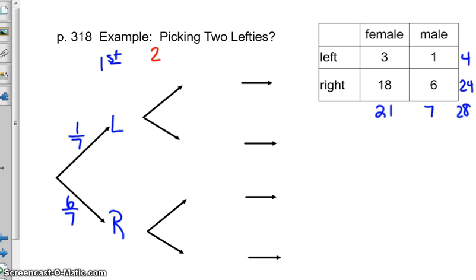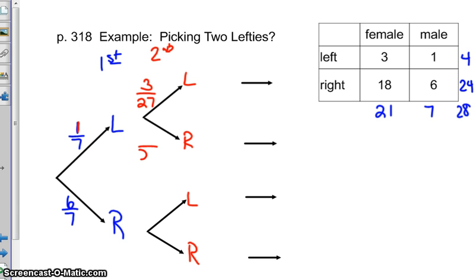Choose our second person. Don't care about that first one. They're going to be left, they're going to be a right. Now, this time they're not independent anymore. This time we're down to 27 people. And of those 27 people, how many are left-handed? Well, I took a left-hander out already, meaning that there are only 3 left-handers left.